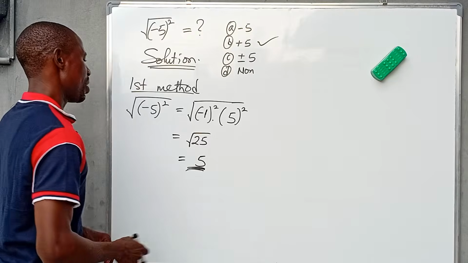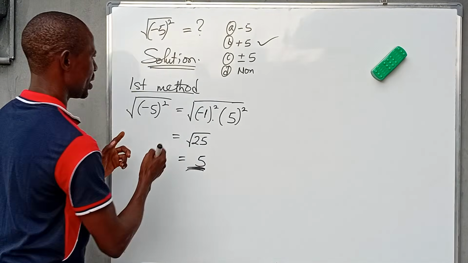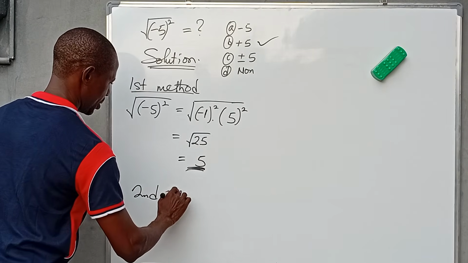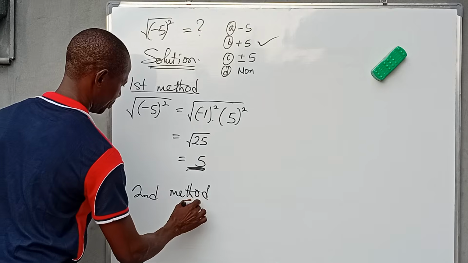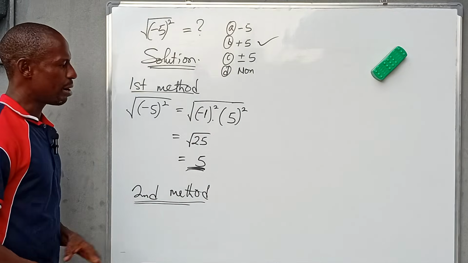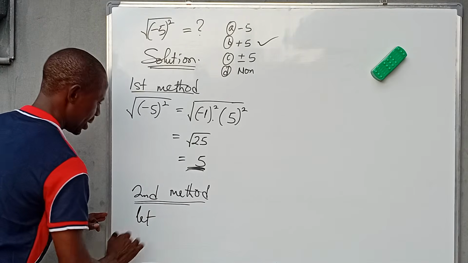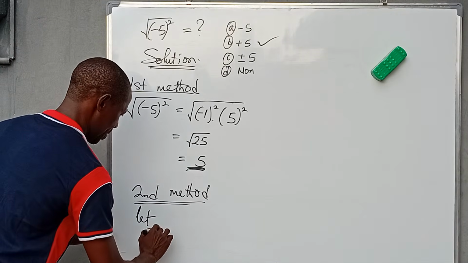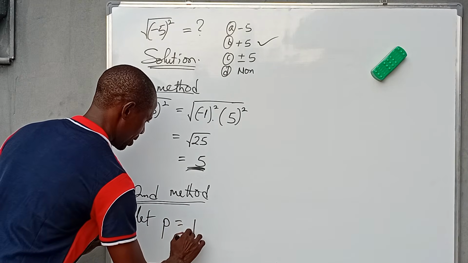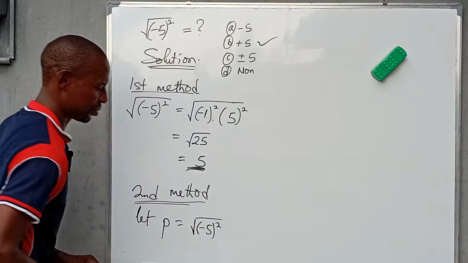All right, good. Now, the second method I'm going to use in solving this is this. So let's take the second method. All right. Now, in this second method, I want to pick P. Let P be equal to this expression I have here, which is the square root of (−5) all raised to the power of 2.